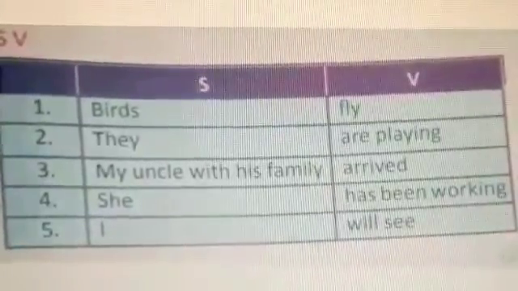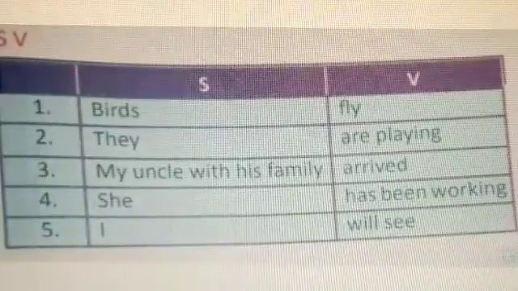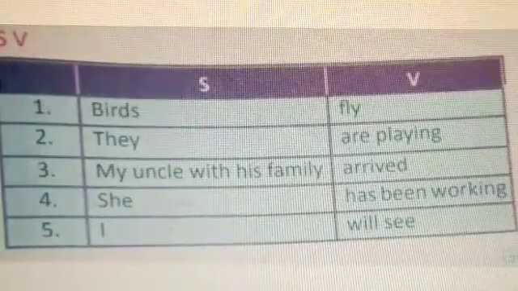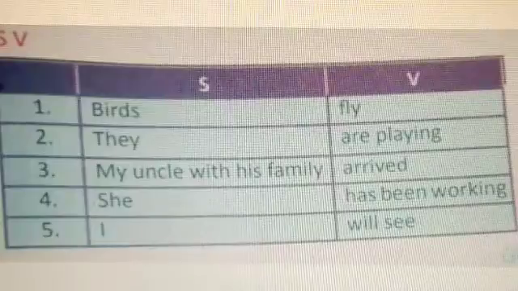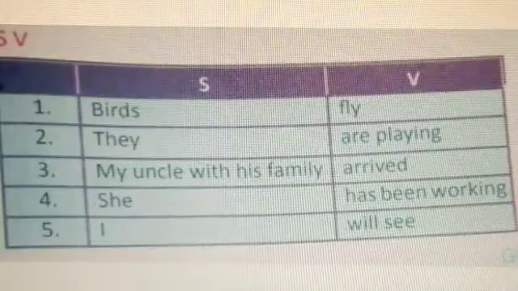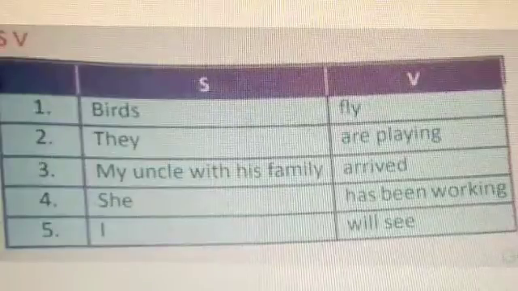Third one, my uncle with his family arrived. It becomes subject together. Now arrived, that is verb in the past tense. Fourth one you see, she has been working. She alone is subject, has been working is verb. Fifth one you see, I will see. So I is subject, will see is verb.